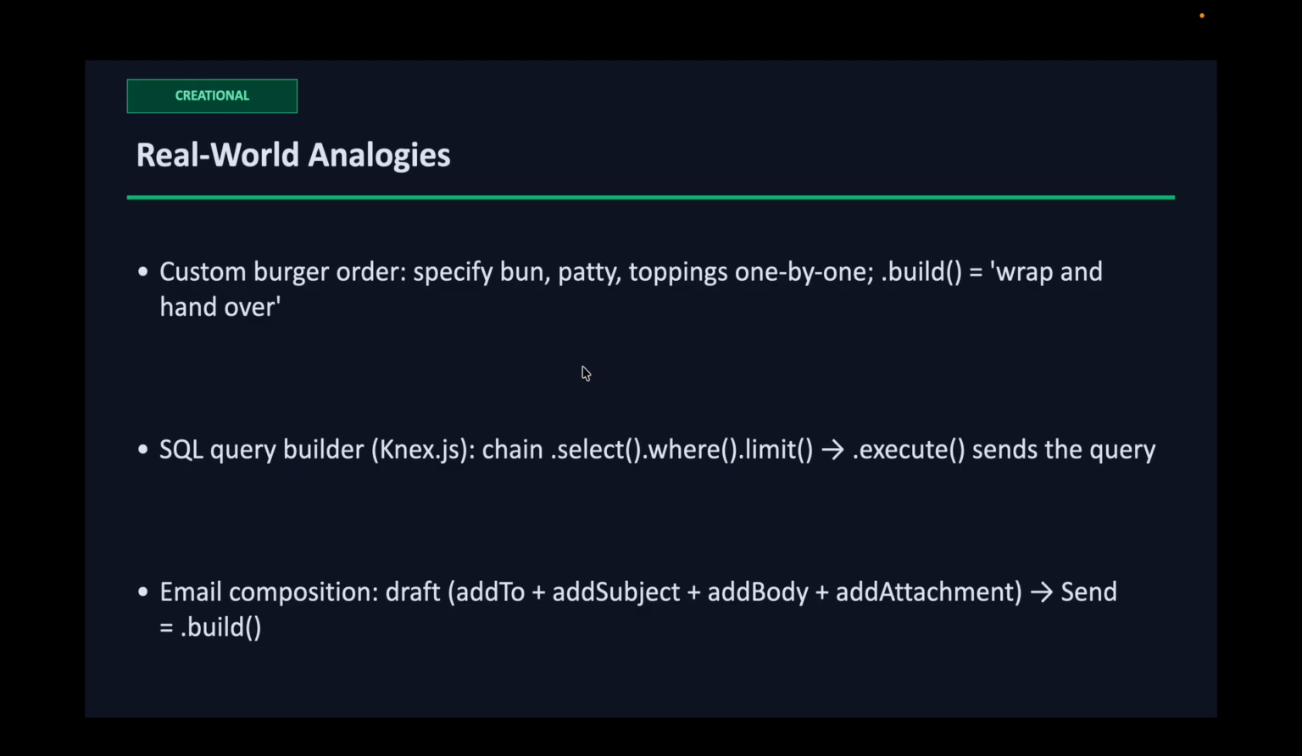And then the third one we have is an email composition. When you're drafting an email, you're adding recipients, you're writing the subject, you're writing the body, you're attaching the files. The email just exists as a draft. It's not sent as a message, so when you hit the build method, that's when you actually hit send. So before that, the product is not complete.